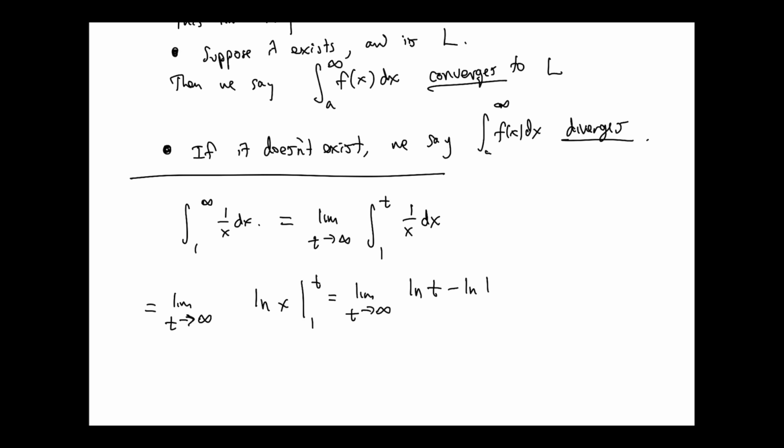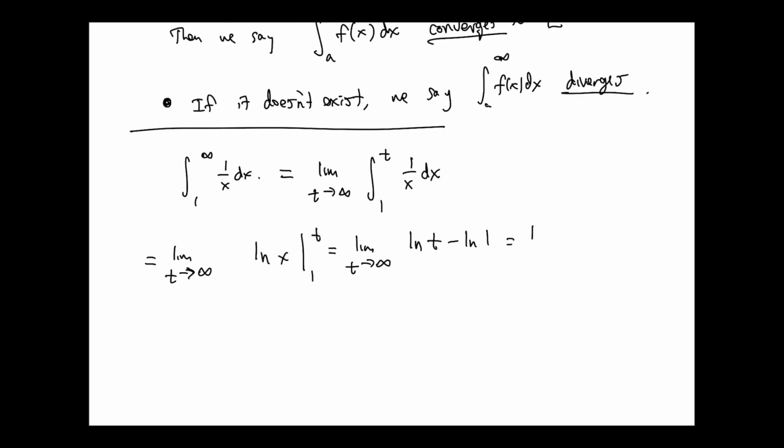Okay, so the antiderivative is natural log. The fundamental theorem says plug in the t, plug in the 1, and subtract. What's the natural log of 1? The natural log of 1 is 0, so we can just dispense with that. But even if it wasn't, it's just a number.